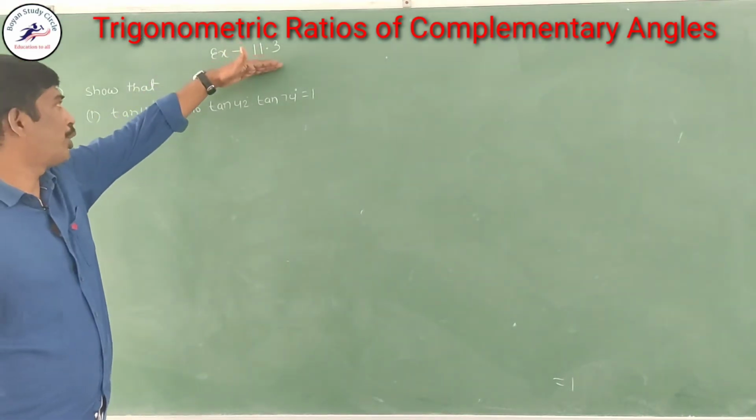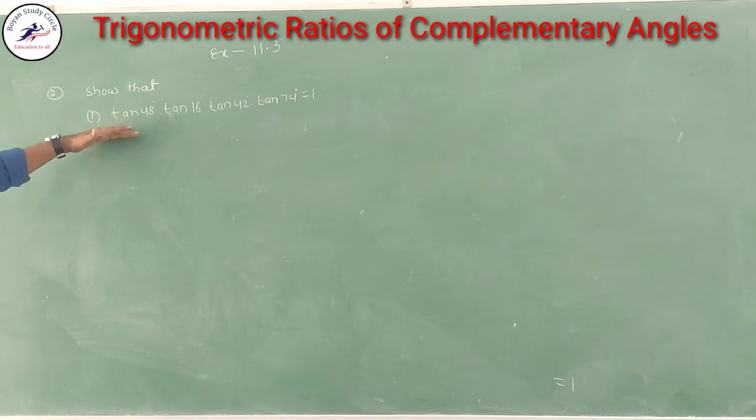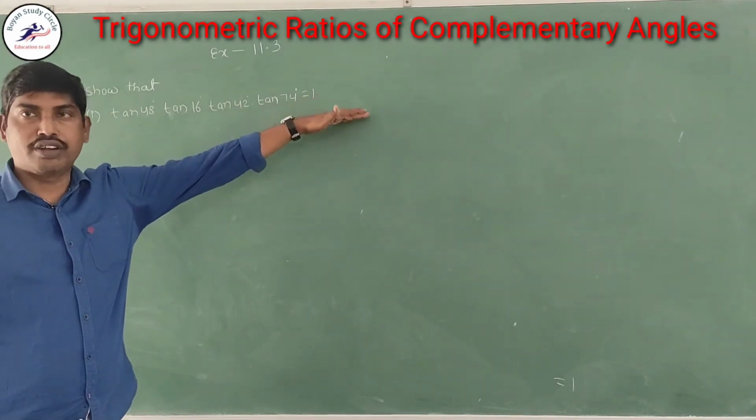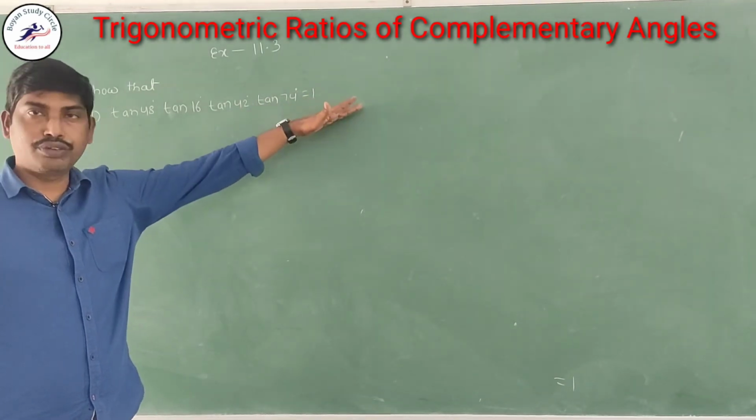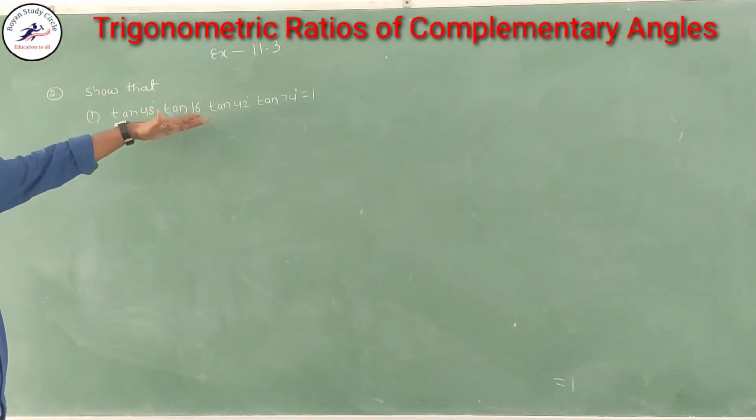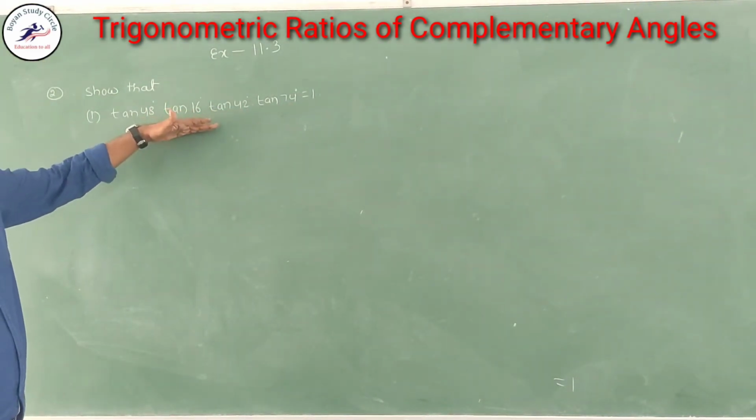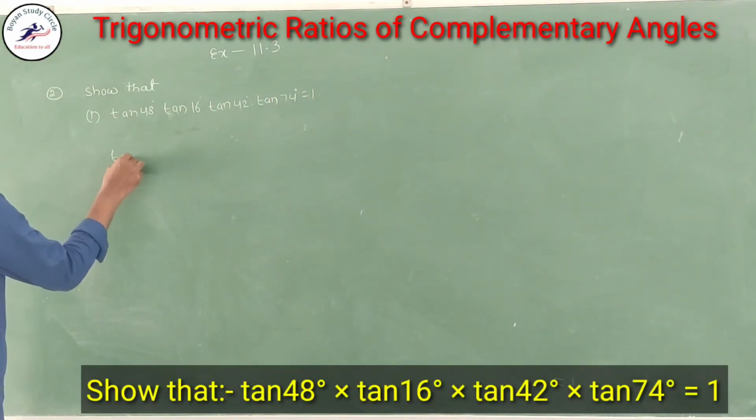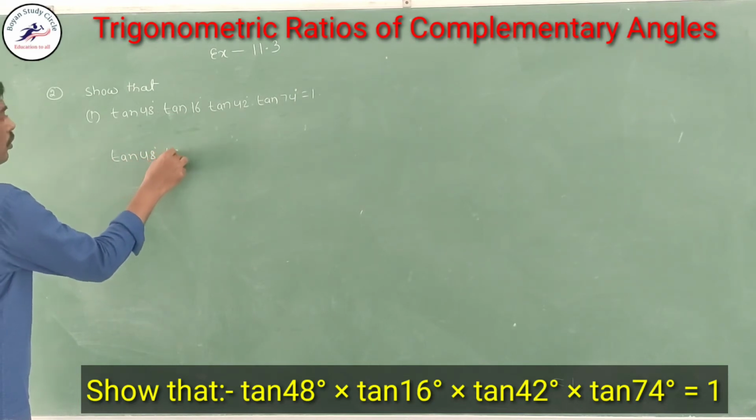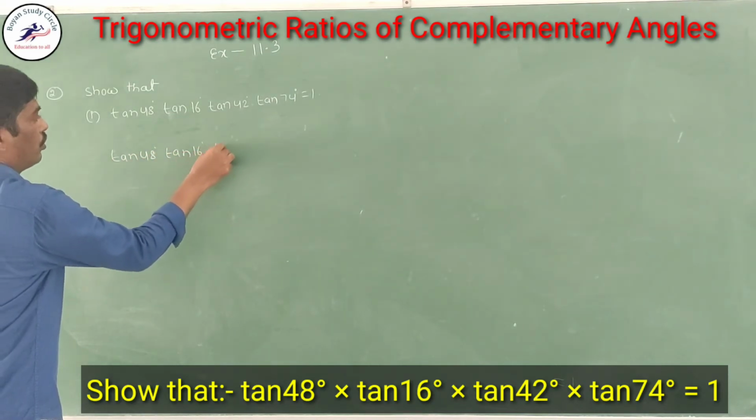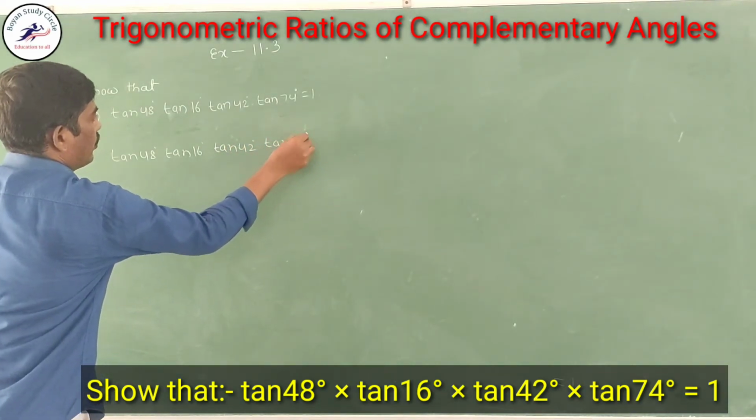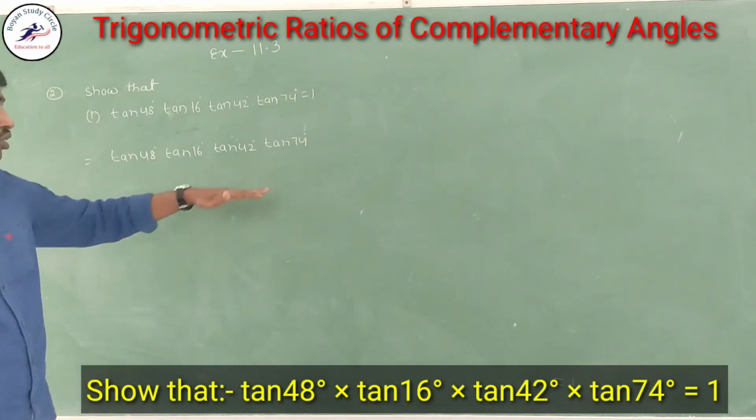Okay, exercise 11.3, second problem. In that first one, show that tan 48 into tan 16 into tan 42 into tan 74, that is equal to 1. We are going to prove that this value is equal to 1. So now I am going to take this LHS value, I am going to prove RHS value. Okay, so first take tan 48 degrees into tan 16 degrees into tan 42 degrees into tan 74 degrees. So if we can solve this one, we will get easily 1.